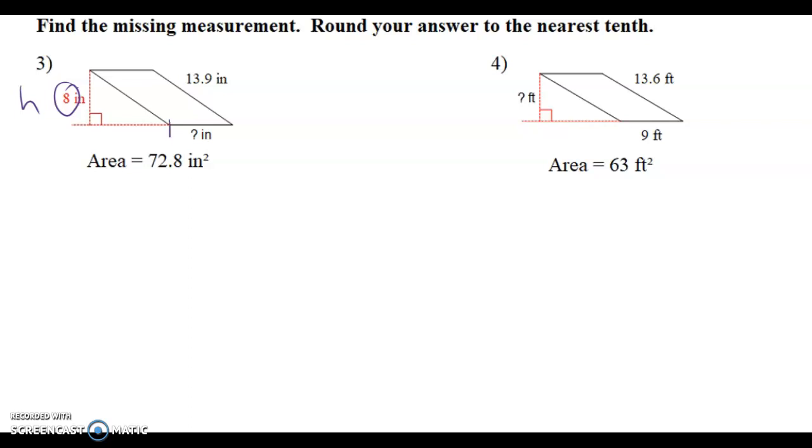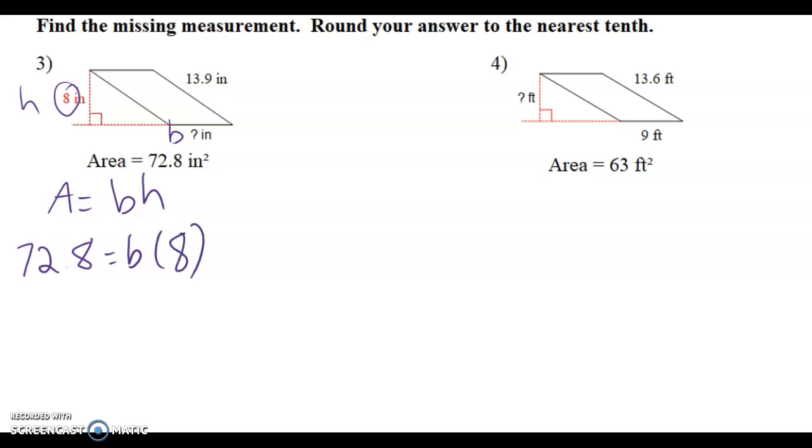This is the base that we want to know. So I can call that b. Okay, if I want to use that, my area is BH. If I substitute what I do know, area is 72.8, base is B, and height is 8.